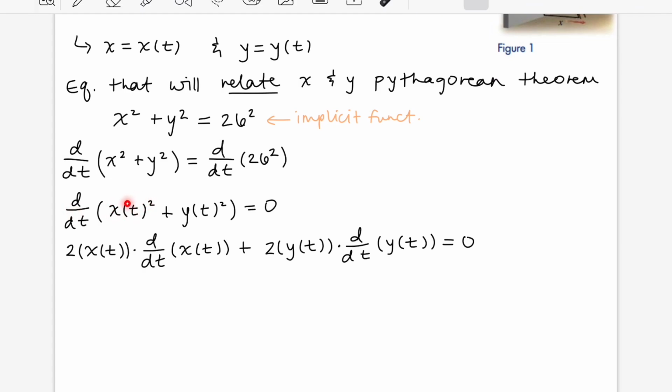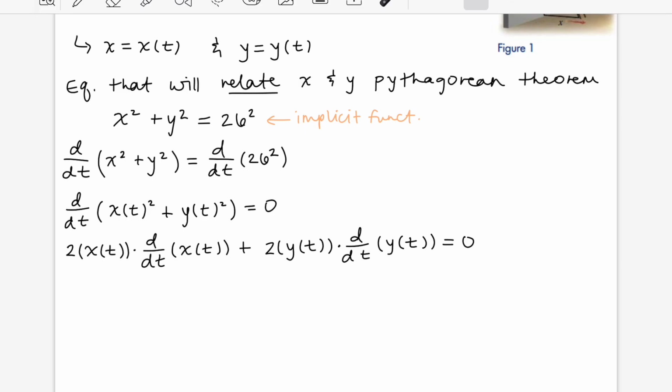Right? So we're just taking the derivative of both of these guys using the chain rule, which says we're going to take the derivative of our outside function. So this 2 comes down in front, and it will be evaluated at our inside function, and then we'll multiply it by the derivative of our inside function.